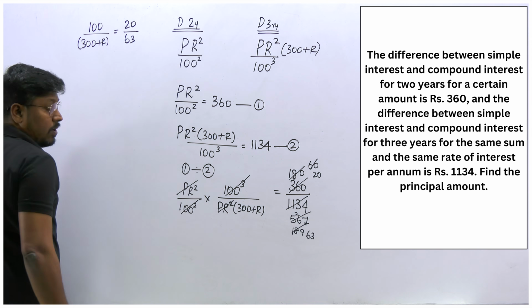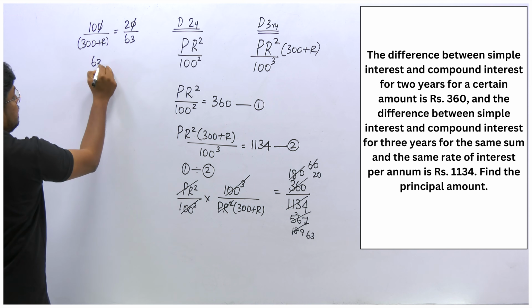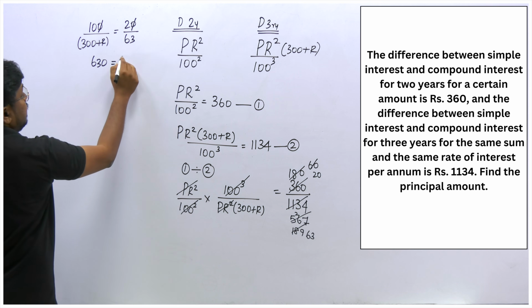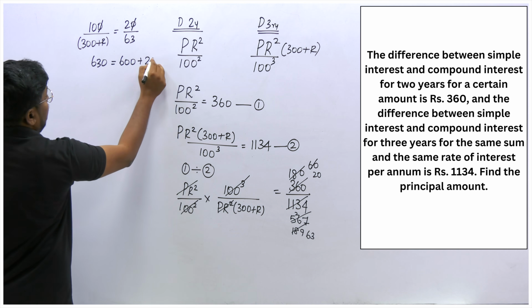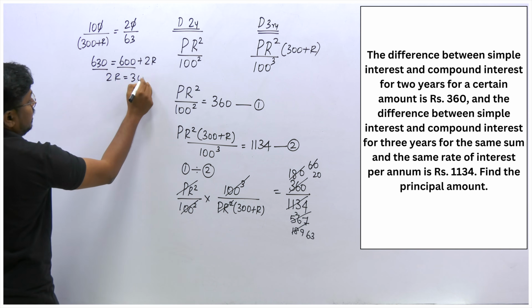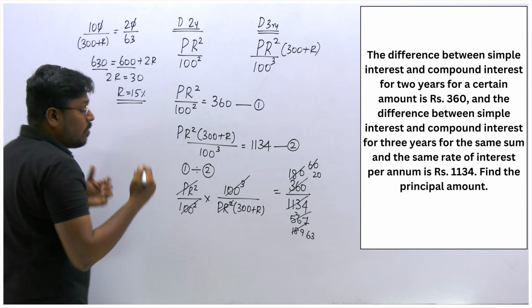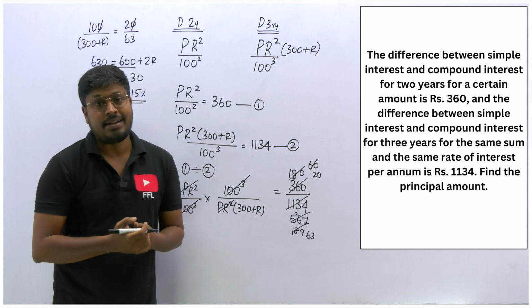So friends, understood or not? Now we can cancel 0 0 here. So this will be 630 equals 600 plus 2R. So 630 minus 600, 2R is equal to 30. So R is equal to 15. So finally what we got here is the rate of interest.